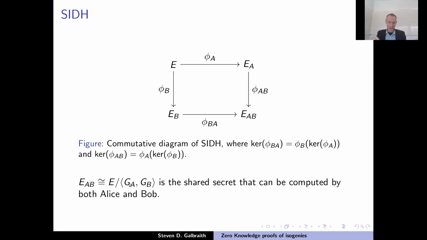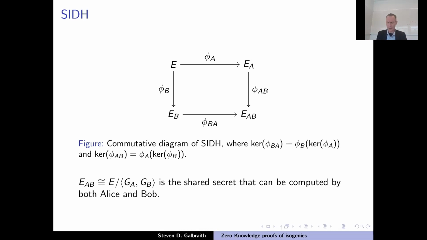top and down or down and along, you're in both cases quotienting out by the subgroup GA and the subgroup GB. So you're quotienting out by the group generated by both kernels. And so you must end up at the same place because, like I told you, the isogenies are determined by the kernels. So that's SIDH in 2 minutes.